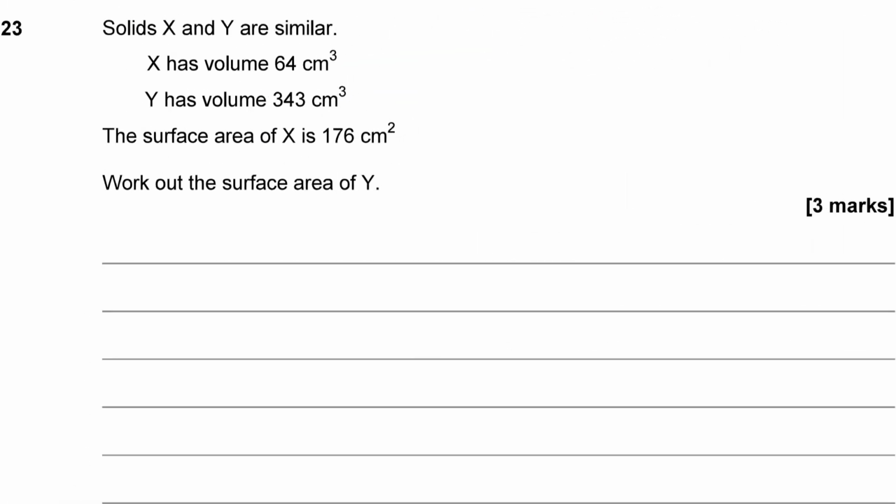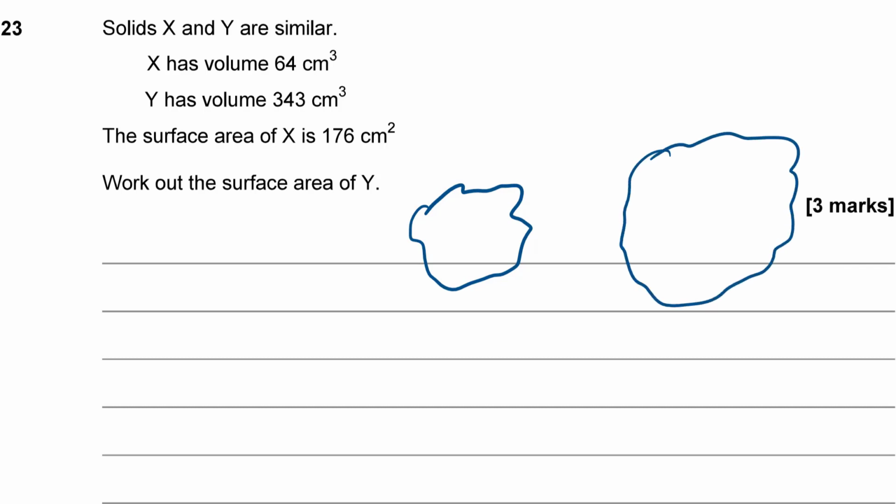Question 23. Solids X and Y are similar. X has a volume of 64 cubic centimeters, Y has a volume of 343 cubic centimeters. The surface area of X is 176. Work out the surface area of Y. Okay, so we've got two lumps of undescribed shape, and we know that one is similar and bigger than the other.